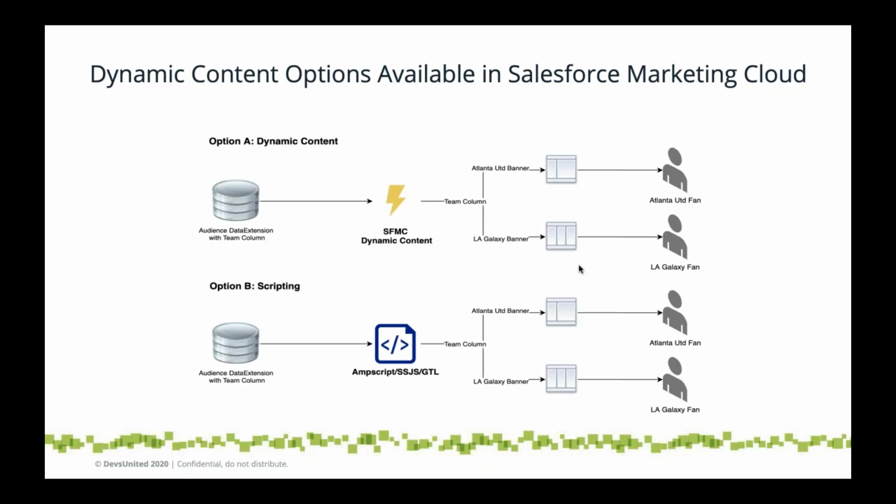Another option that Marketing Cloud provides is to create a content block with some code. It can be AMPscript, server-side JavaScript, or GTL. And in this case, you can improve the other type of content, the dynamic content. For this option, you can not only use the columns that you have on your send data extension, you can also use other data extensions that you have in your data model.